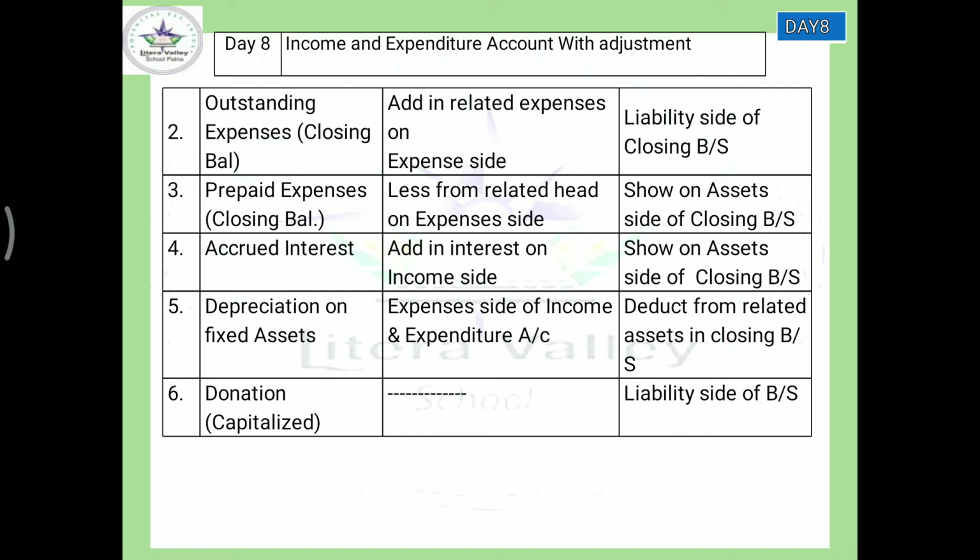Accrued interest: add it in the interest on the income side of the income and expenditure account, and show it on the asset side of the closing balance sheet.